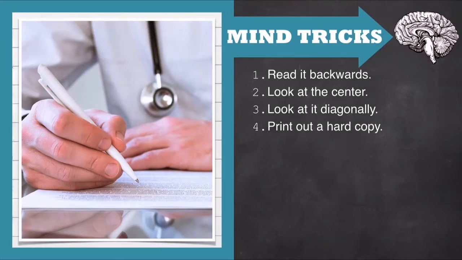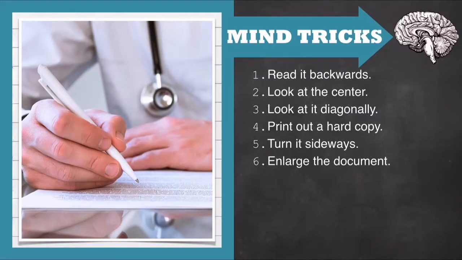Another thing that you can do is turn the hard copy. So once you've printed it out, turn it sideways. Instead of looking at it lengthwise, turn it sideways. You can blow up the document, so enlarge the document. This is a great tip. So use your copier to enlarge the document, and those errors will just be blaring out at you when you sit down to proofread.